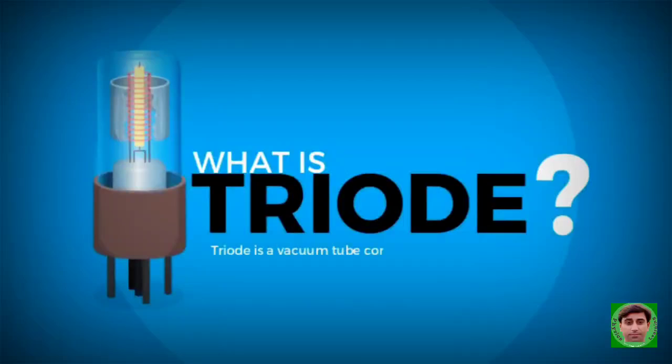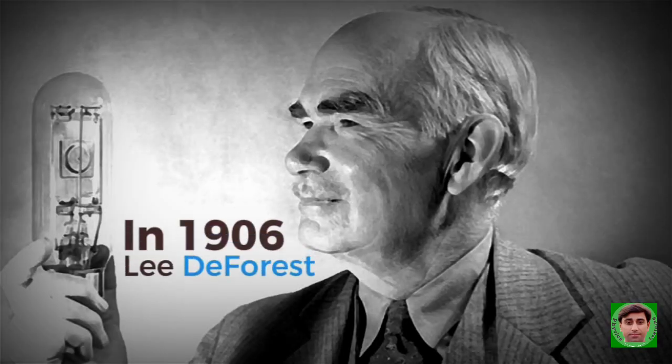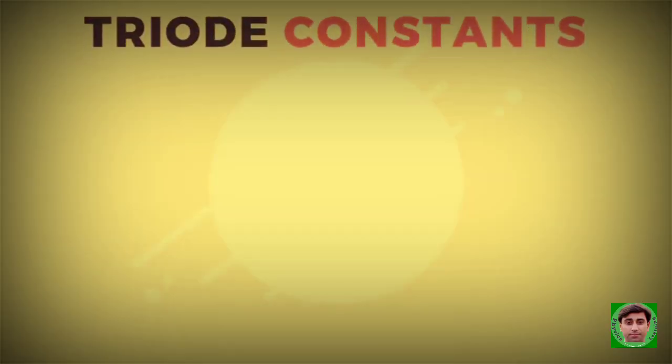A triode is a vacuum tube containing three elements, namely a plate, a filament, and a grid. In 1906, Lee de Forest added a third electrode into the diode between the filament and the plate. This was shaped like a gridiron, and he called the electrode the grid. Let's learn about the different types of triode constants which are useful in solving problems.